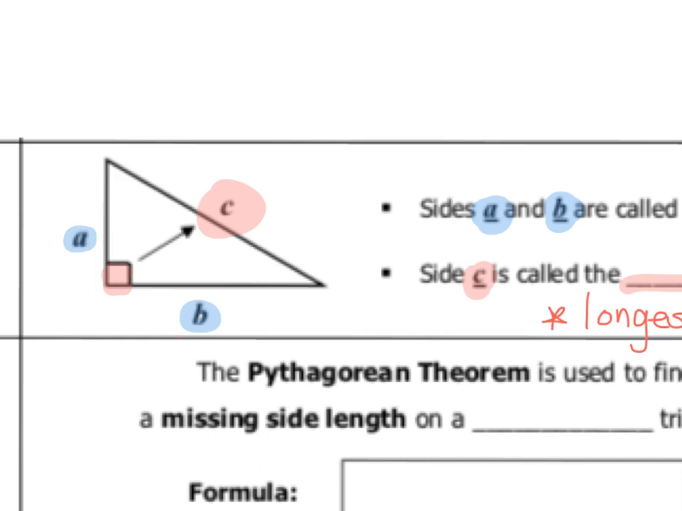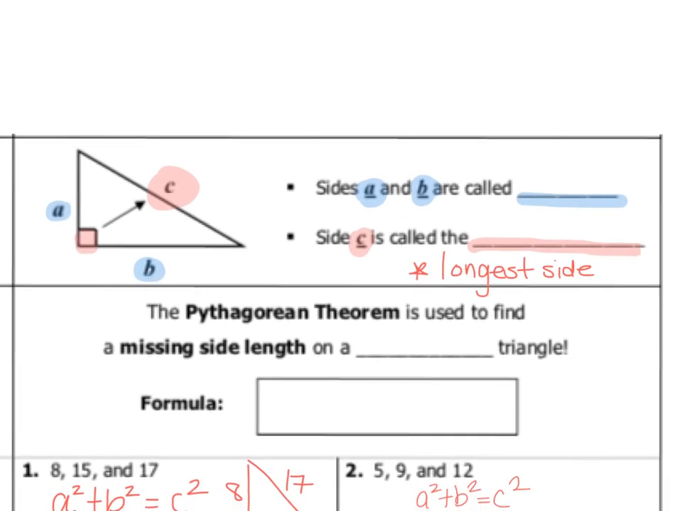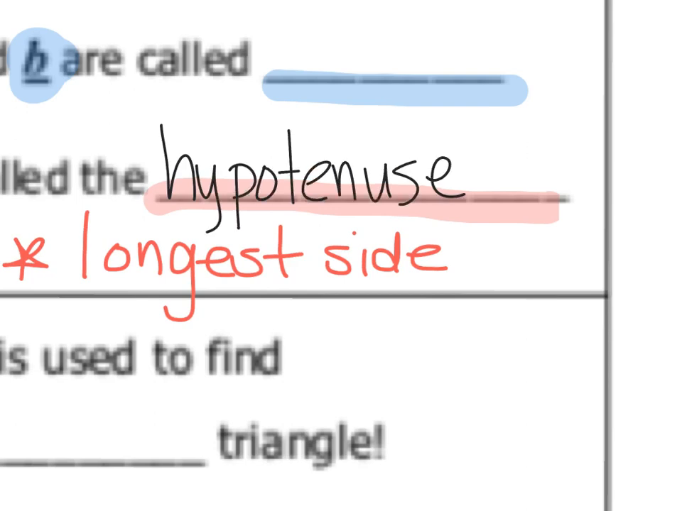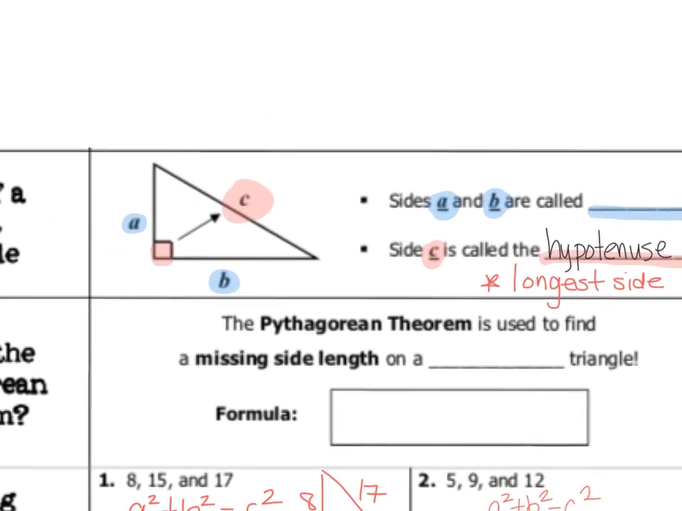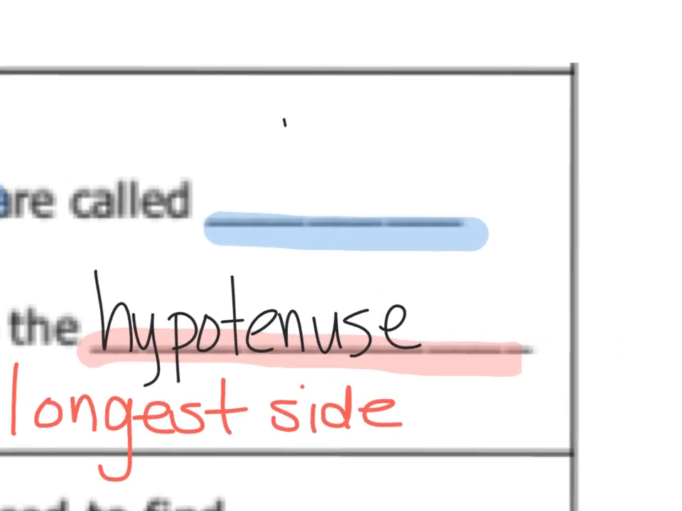I've highlighted the right angle and the letter C because they go together. Whoever is across from the right angle becomes your hypotenuse, your longest side. So C is called the hypotenuse. The other two sides, A and B, are just the shorter sides. They're called the legs.